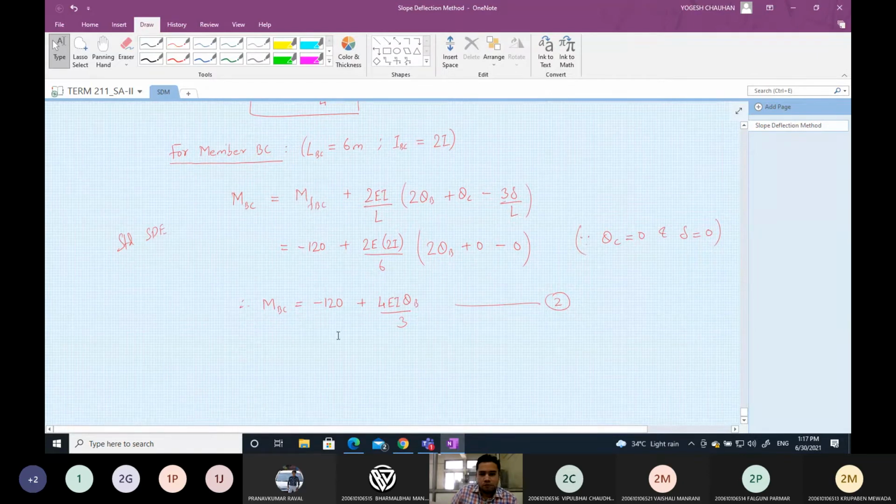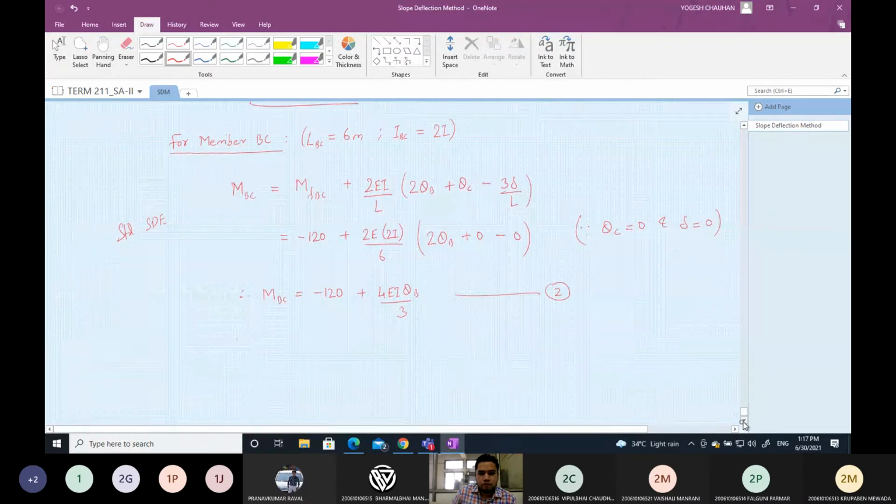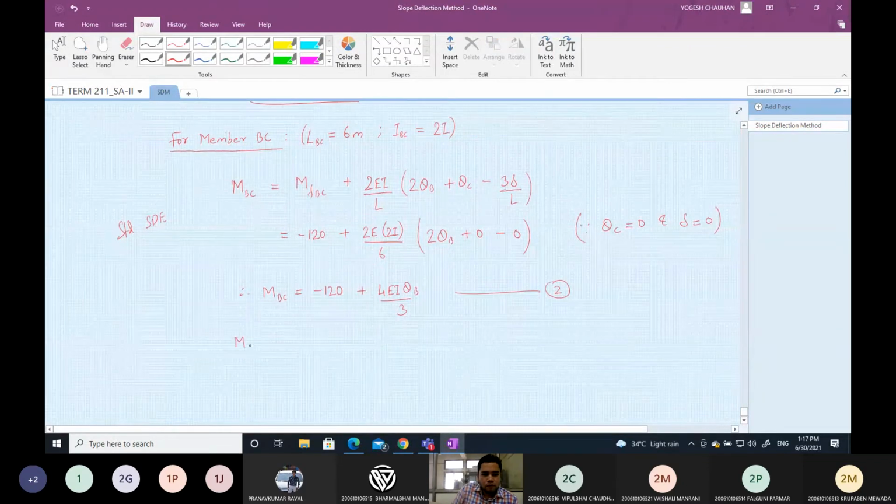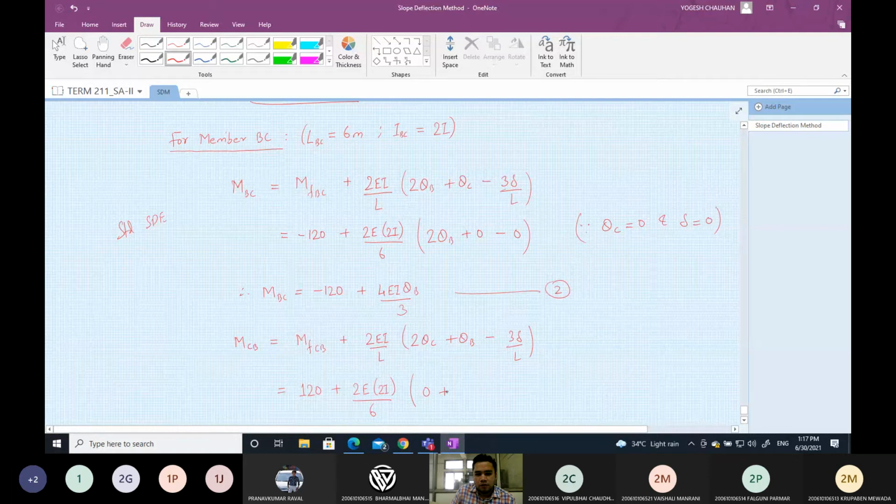Then MCB is equal to MFCB plus 2EI by L into 2 theta C plus theta B minus 3 delta by L. This will be 120 plus 2E, I is 2I here and L is 6, multiplied by 2 theta C, where theta C is 0, so 0 plus theta B minus delta, which is 0.